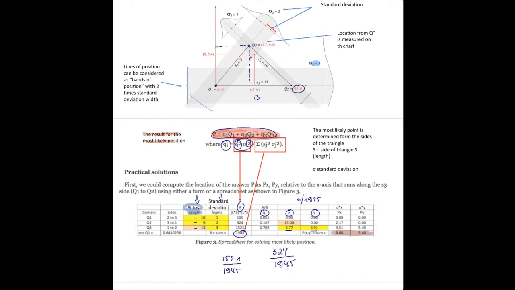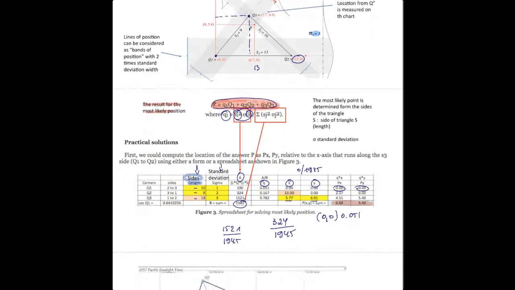And then we simply have to take our Q here, sorry for that, and then we multiply it. So we take 0, 0, we multiply it for the first point by 0.051. This gives us 0, 0, obviously. For the second point, we take 0.167 and we multiply it by 13 and 0. And this will give us these coordinates here. And for the third point, we do the same thing.